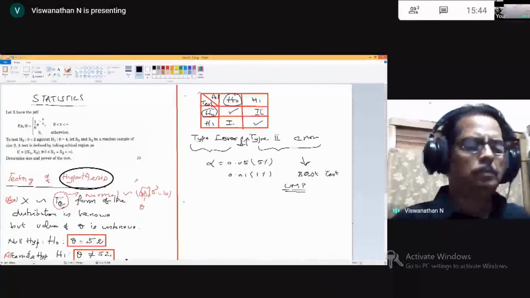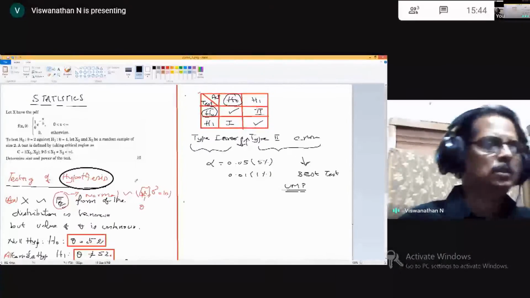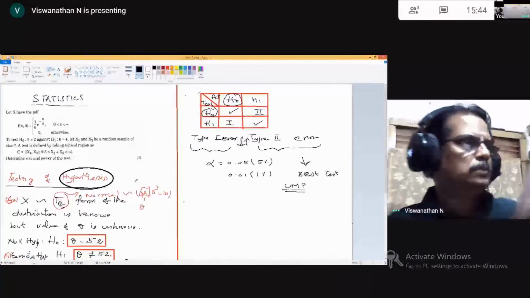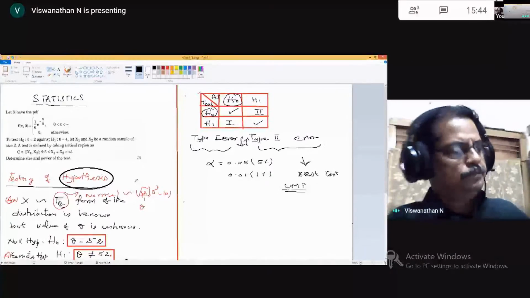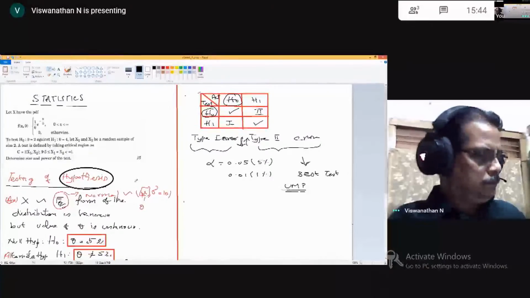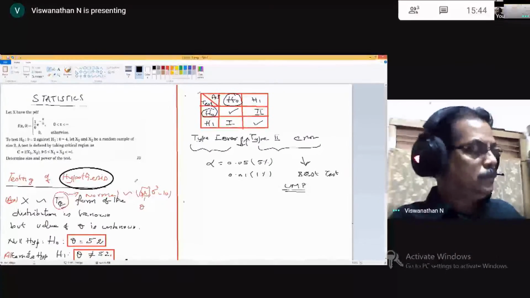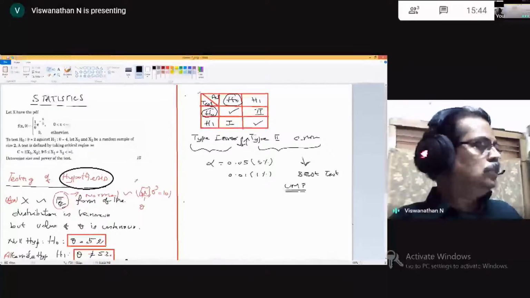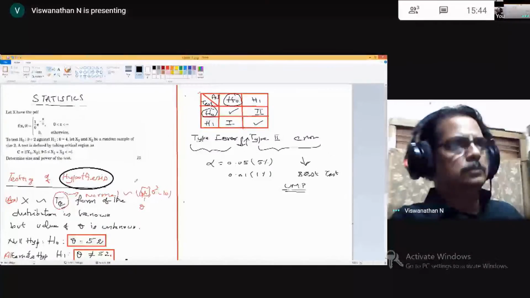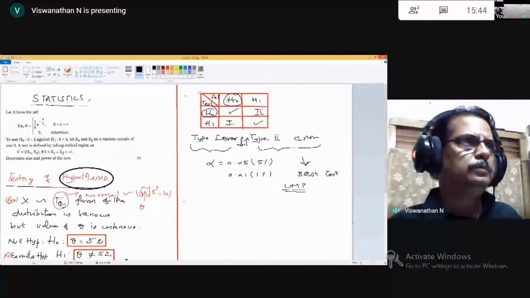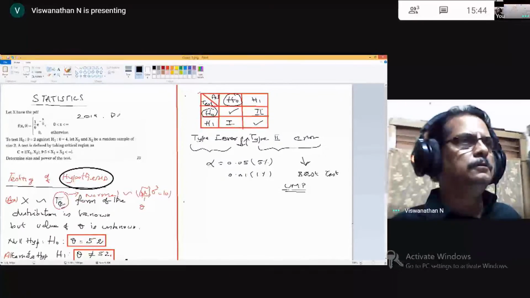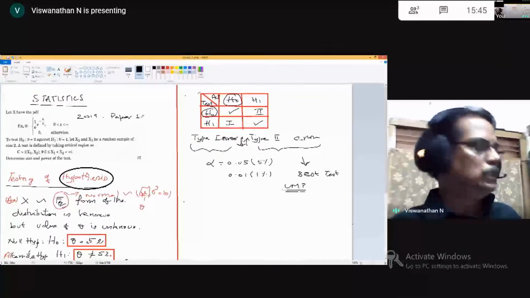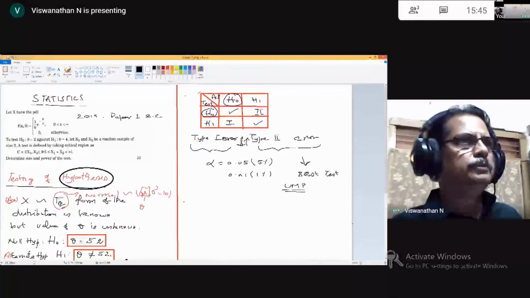So this is our problem, and this problem is taken from the year, let me check. Yes, it is 2019, paper 1, 2C. Paper 1, 2C.